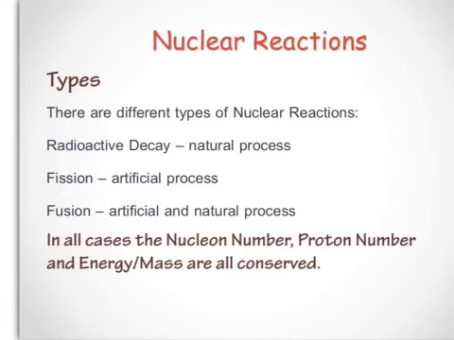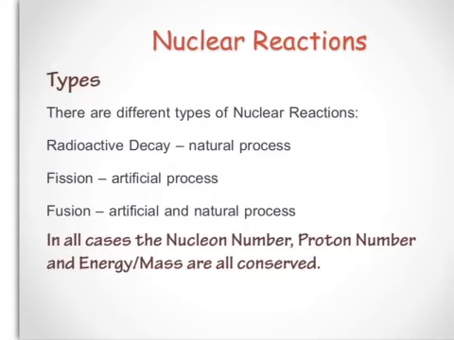The first one is nuclear radioactive decay, which occurs in nature. The second one is fission, which is normally an artificial process. The best example is a nuclear bomb, or what's going on inside the nuclear reactor. The third type is called fusion. It can be artificial, like in the case of a hydrogen bomb, or it can occur in nature, like what's going on in our sun.